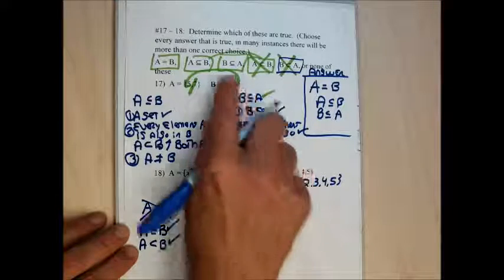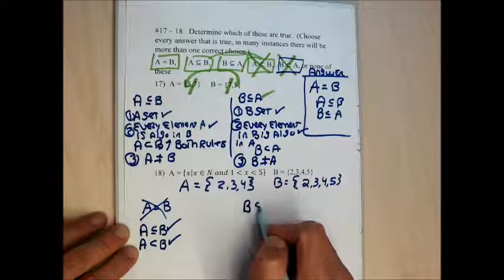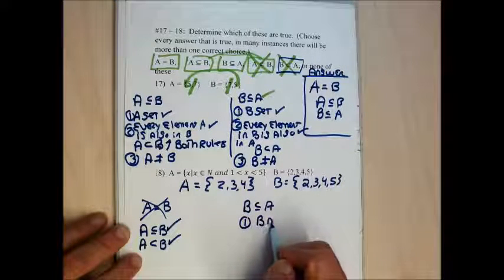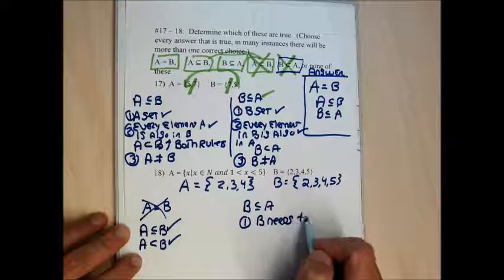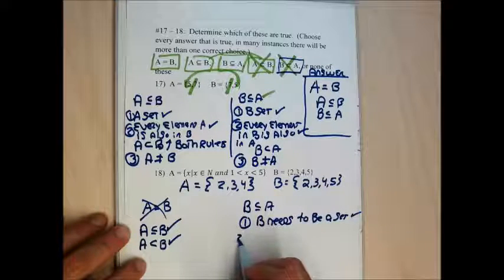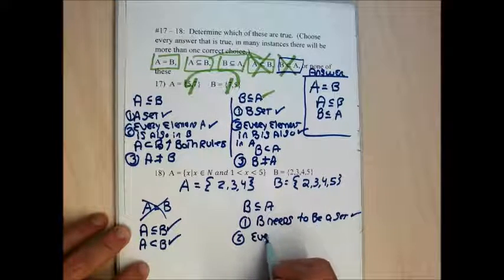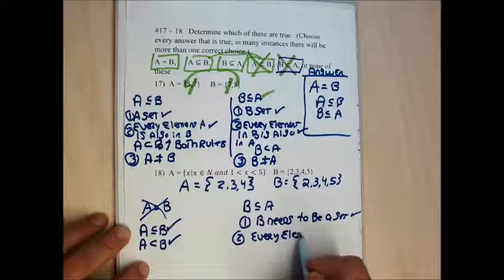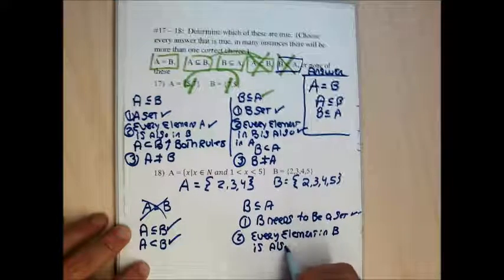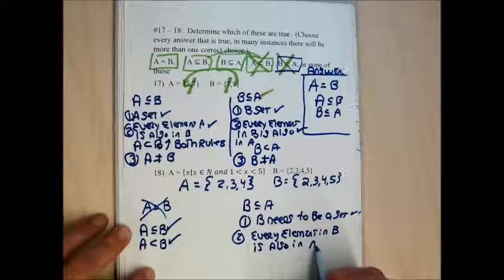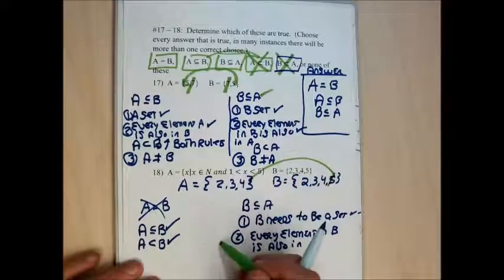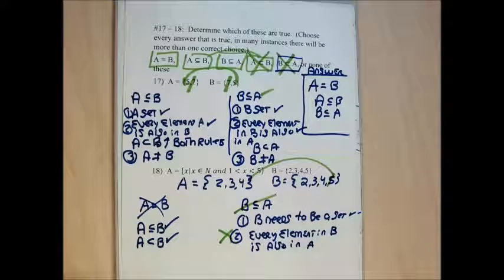Let me do now B is a subset of A and see if that works. For B to be a subset of A, there's two things that have to happen. B needs to be a set. It is, because it's in set braces. And the second thing I need is every element in B is also contained in A. And this is where I'm going to mess up, because B has a 5 that's not in A. I violate this, and that symbol's not going to be part of my answer.